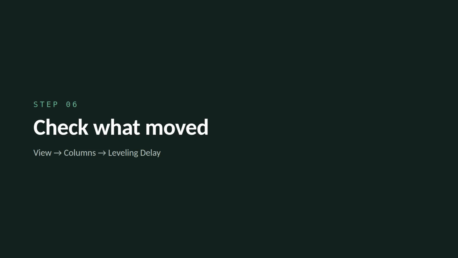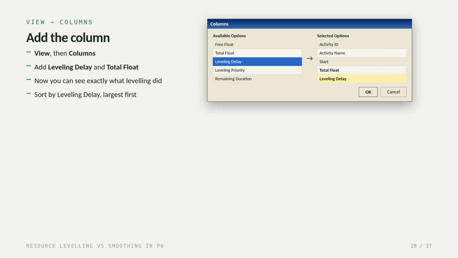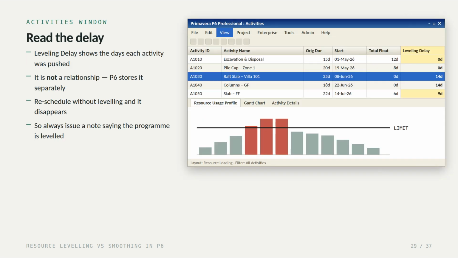Step 6. Check what moved. Go to View, then Columns. From Available Options, add Leveling Delay, and add Total Float if it isn't already there. Move them across to selected options and click OK. Now sort by Leveling Delay, largest first. And there it is. Leveling Delay shows you exactly how many days each activity was pushed. Here the raft slab and the columns each took 14 days.